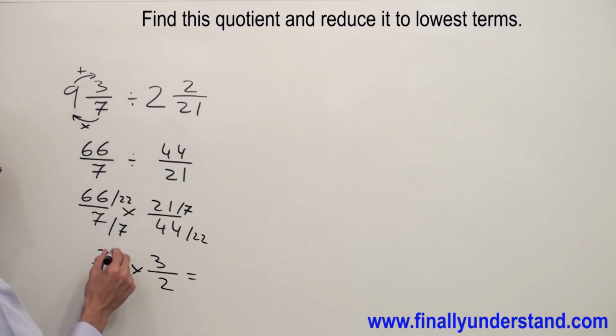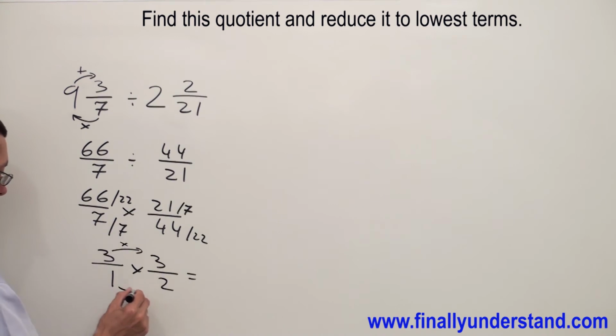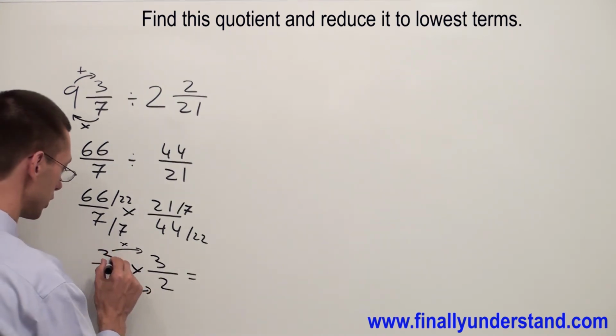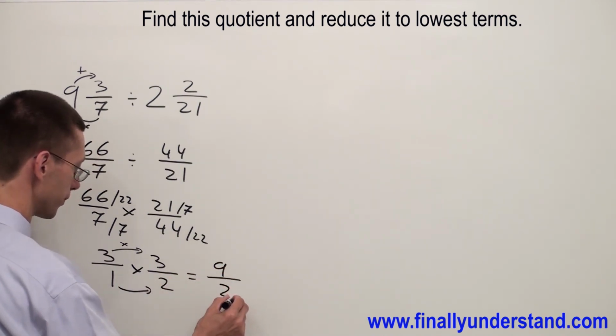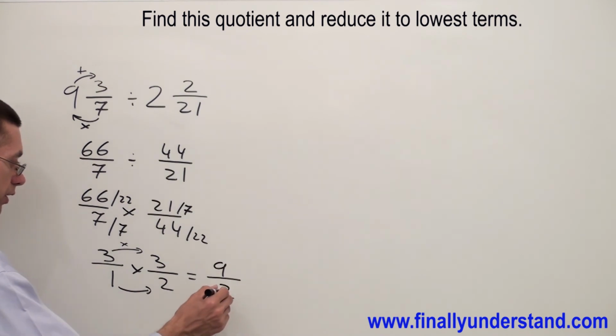Now we can perform the multiplication. Multiply numerator by numerator and denominator by denominator. So 3 times 3 is 9, and 1 times 2 is 2. This is the example of the improper fraction.